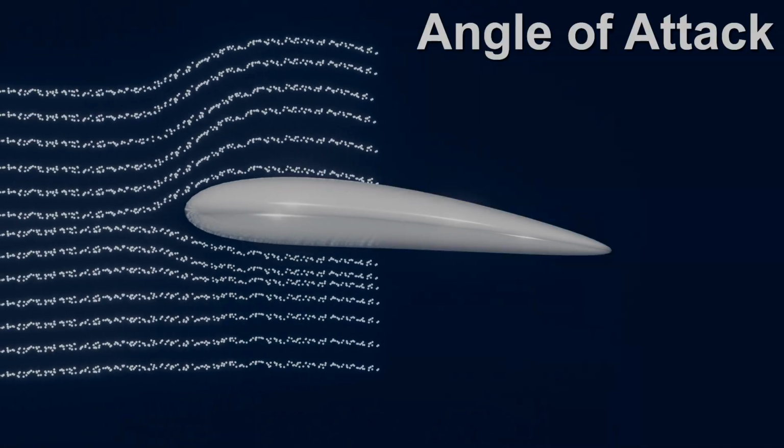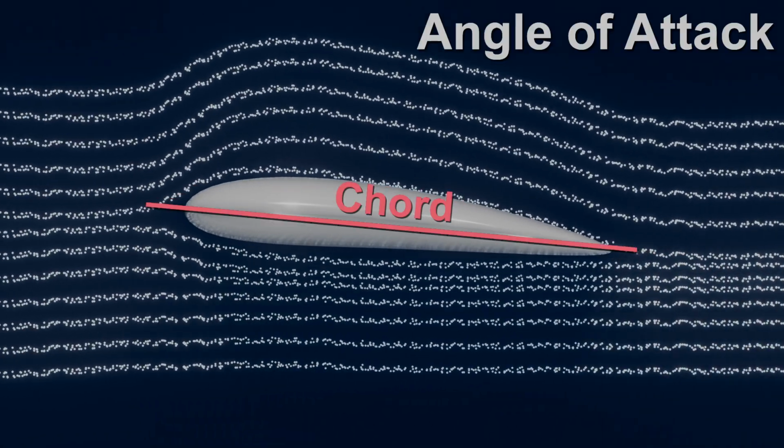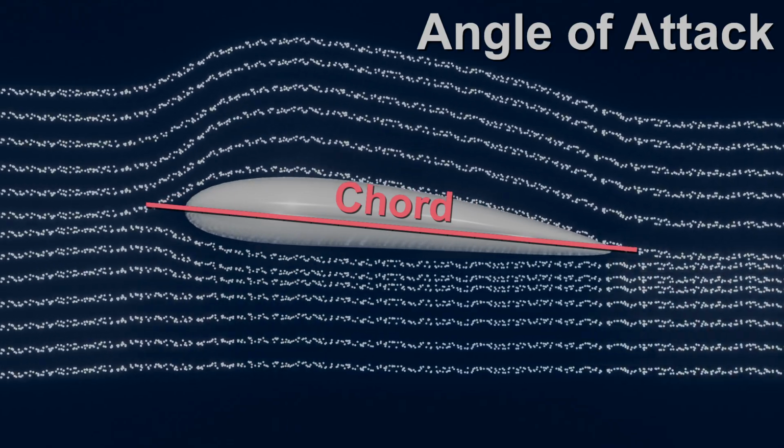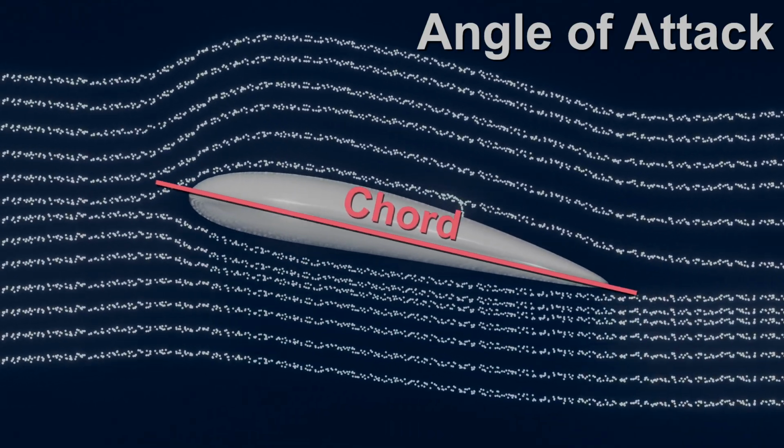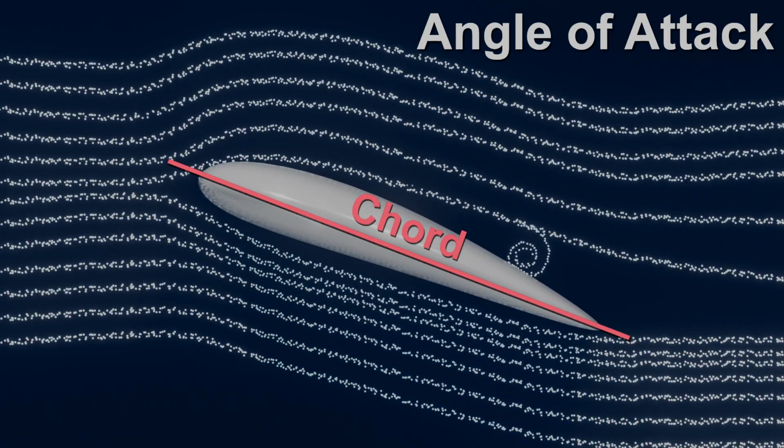Angle of attack is the angle the chord of a wing makes with the relative wind. The relative wind is dependent on the angle of the wind that results from the combination of lift, forward velocity, and inherent wind direction and speed.